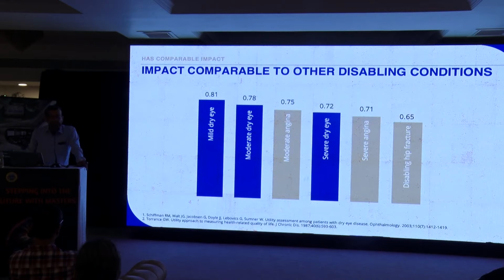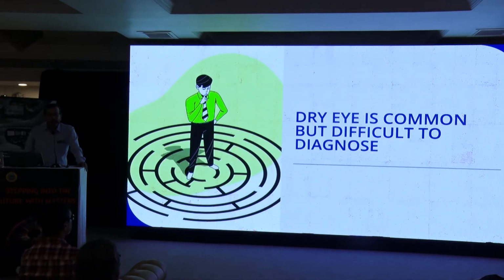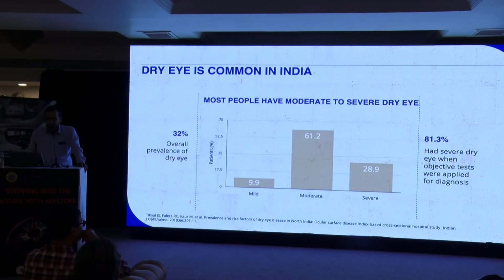This impact of dry eyes is comparable to quite a few other disabling conditions, as serious as a disabling hip fracture or severe angina. Now, dry eye is common but difficult to diagnose. Even in the Indian scene, Titial and colleagues have found that the prevalence of dry eye is up to 32%, out of which almost 60% fall in the moderate group and about 30% in the severe group. And thus, 81% of the patients have dry eye symptoms, and the main problem is the diagnosis.